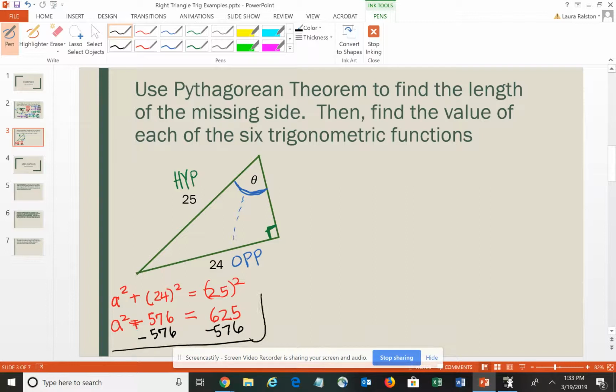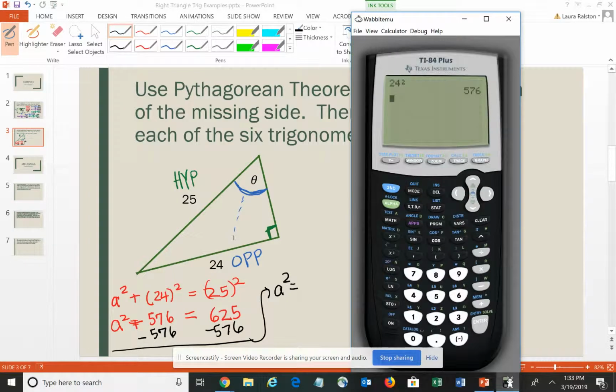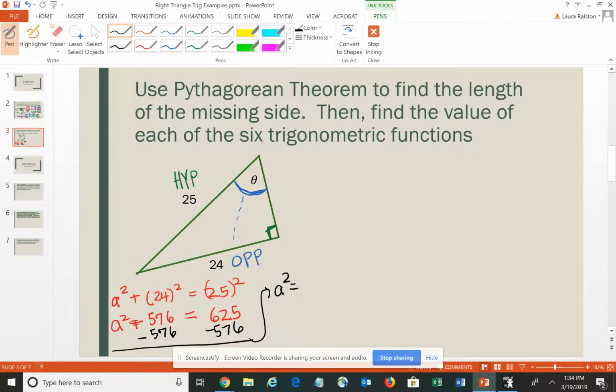So I have a squared equals, and let's see, I'll pull my calculator back up. 625 minus 576 equals 49. So a squared is 49. If I take the square root of both sides, as I should, I find that a is 7. So the third side of my triangle measures 7, and with respect to my angle, that is the adjacent side.